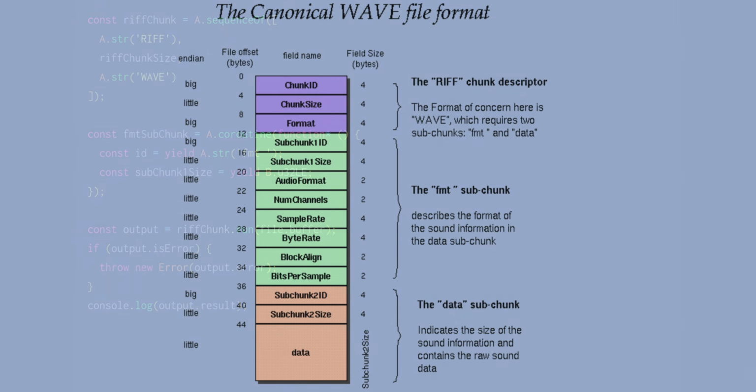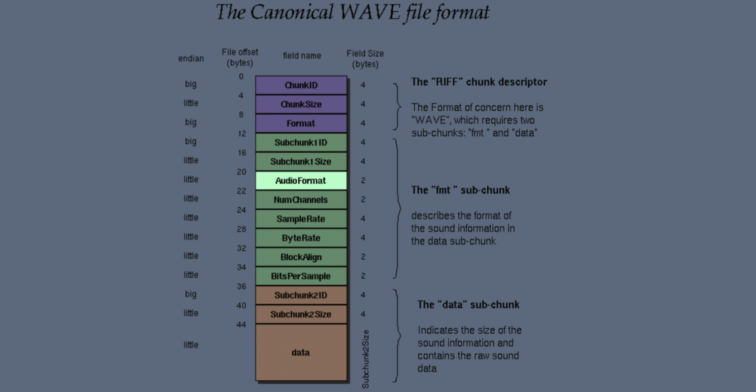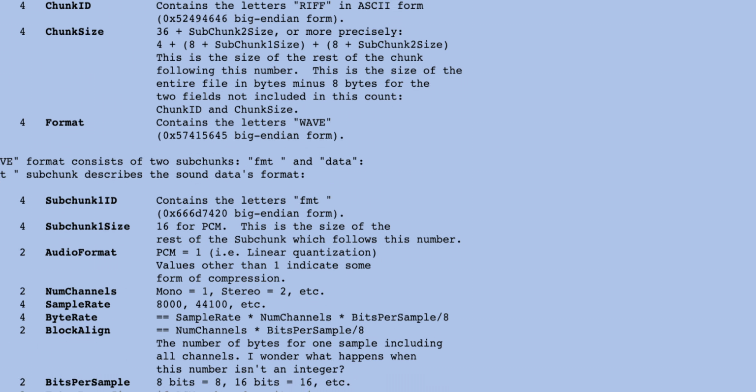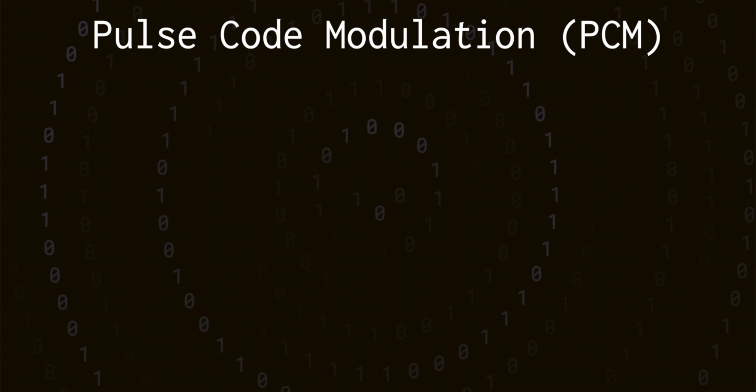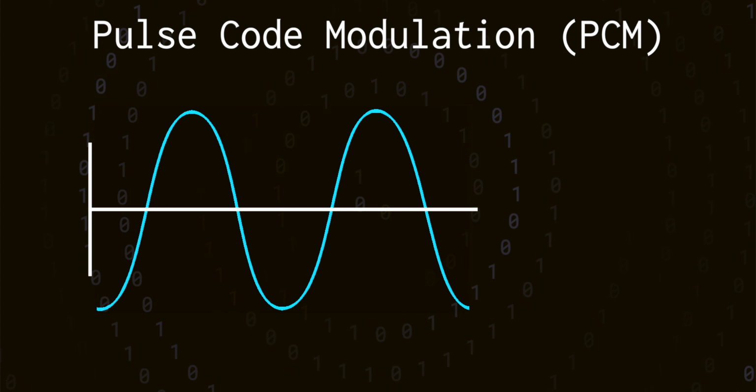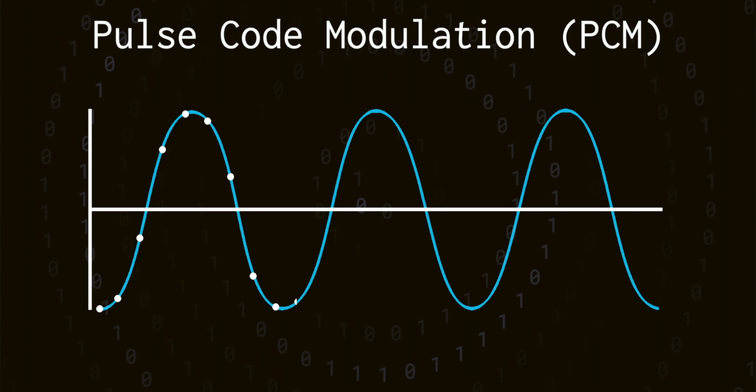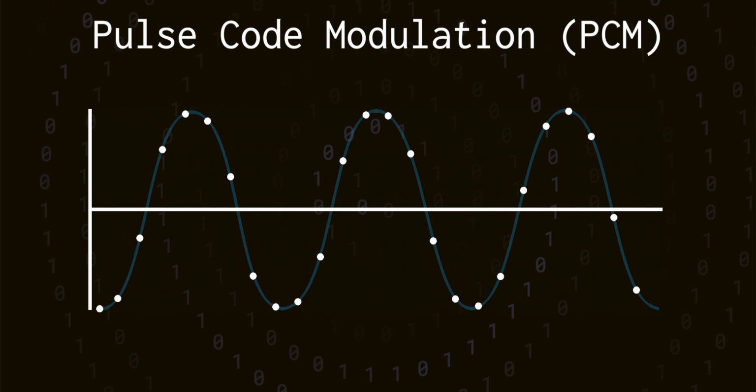Next is a 2-byte little endian audio format. Reading below, we can see that if the value is 1, then the audio format is considered to be PCM, or pulse code modulation. And in short, pulse code modulation audio models a waveform as a series of samples, taken at a regular time interval.